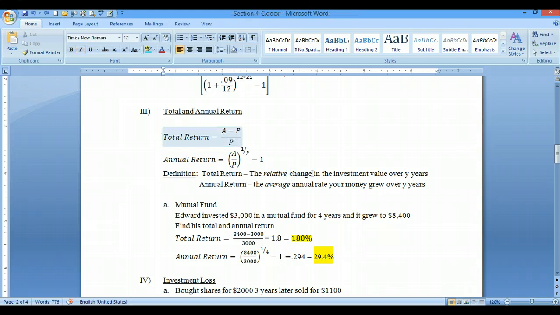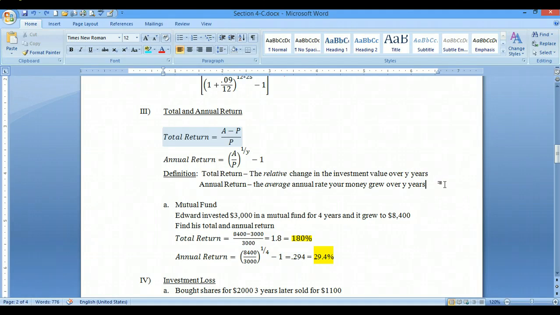Relative, remember what relative means? It should automatically pop into your head by now. Relative means percent. So I want a percent that changes in the investment over a certain number of years. Or the new minus the old over the old. The annual return is the average annual rate your money grows over Y years.